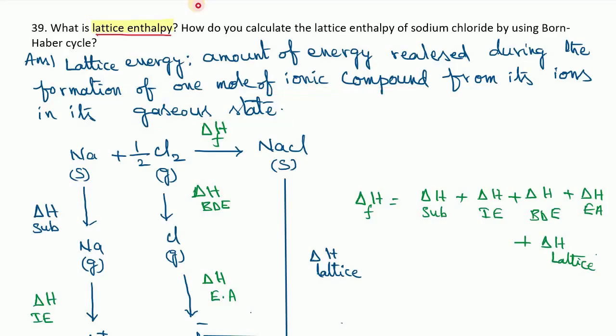For example, let us take one example here. Sodium reacts with chlorine to give sodium chloride. It is in the form of solid. Sodium is in solid state and chlorine is in gaseous state.